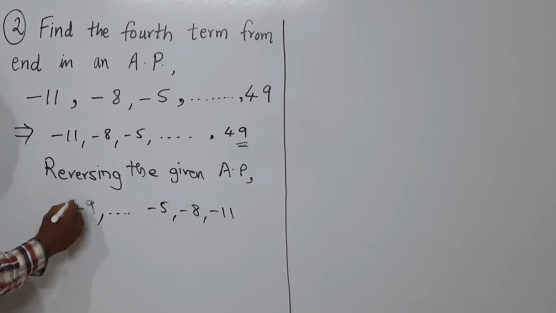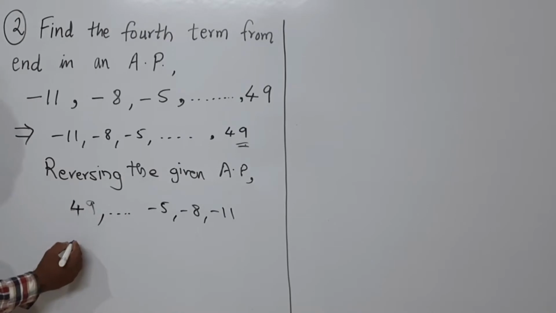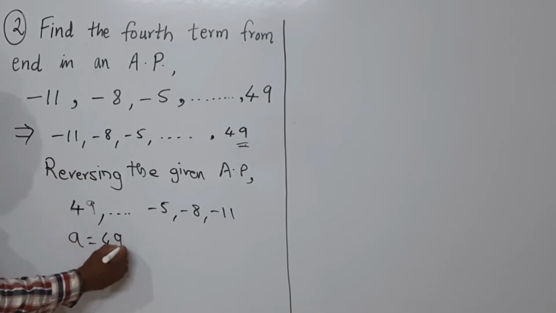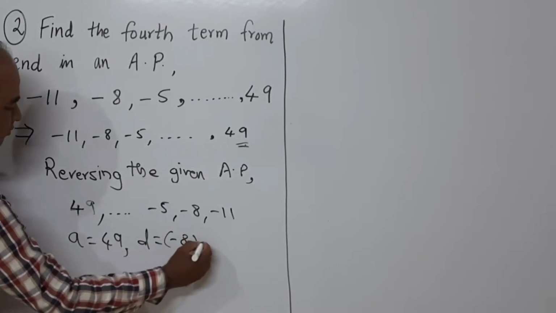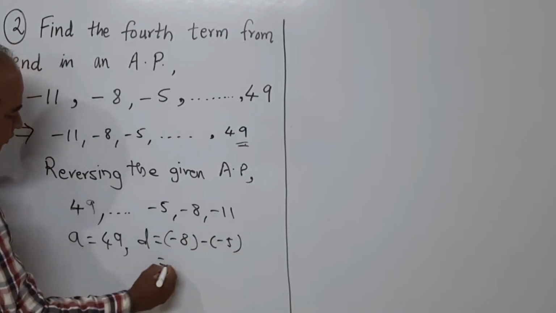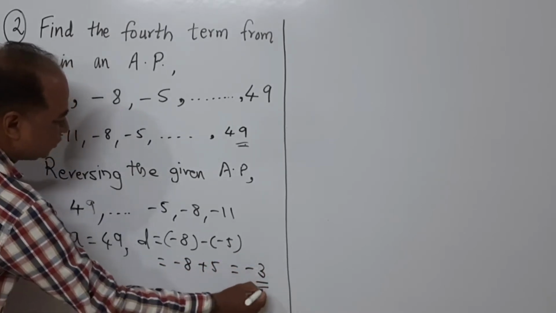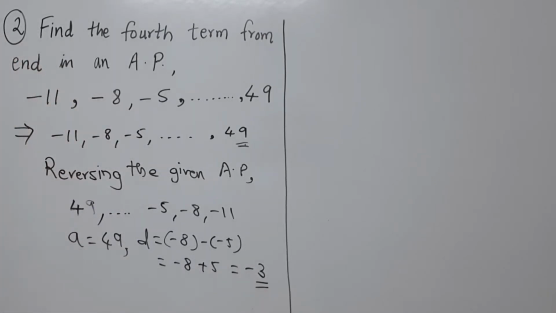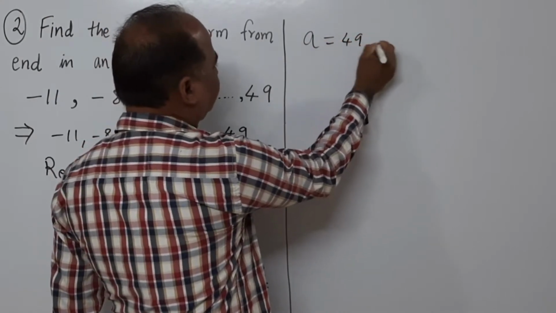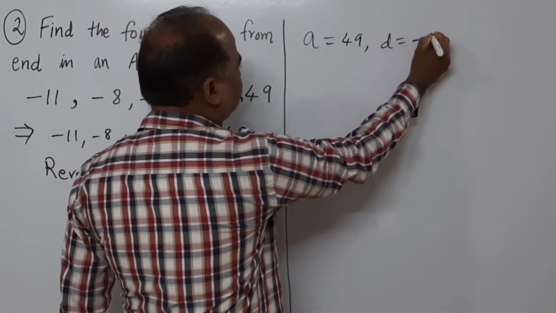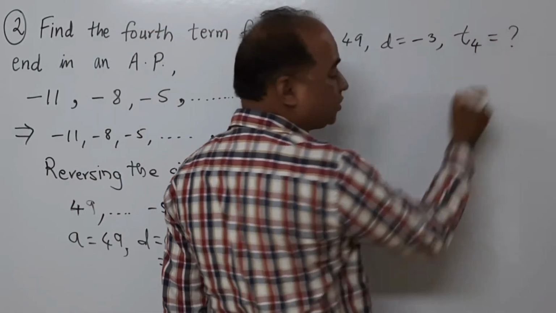Now here the first term is 49. We have to find the fourth term. So A is equal to 49. The common difference D is equal to minus 8 minus minus 5, which is equal to minus 8 plus 5, that is equal to minus 3. So D is equal to minus 3. So for the given AP, A is equal to 49, D is equal to minus 3. We have to find the fourth term, so T4 is equal to question mark.